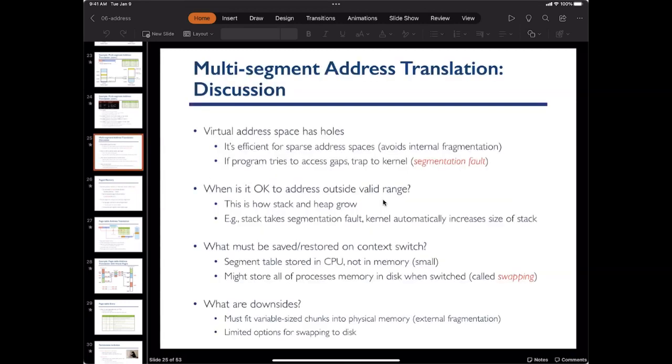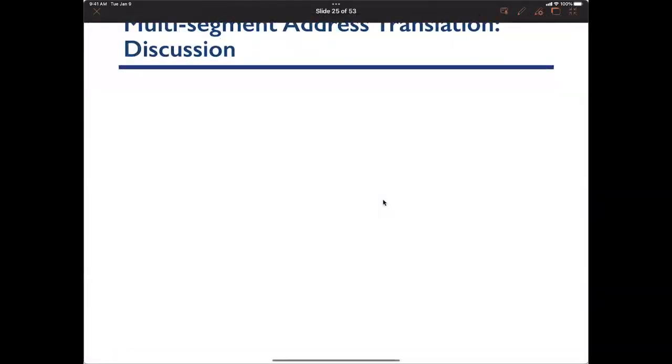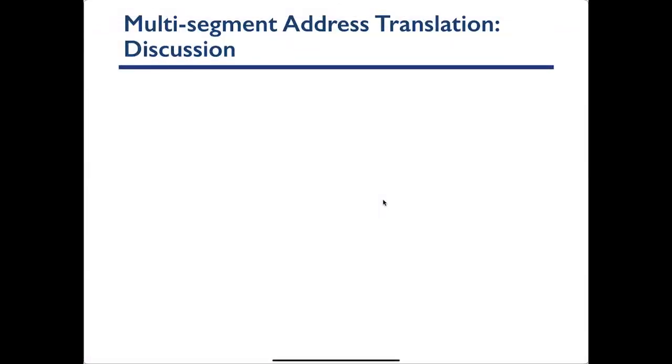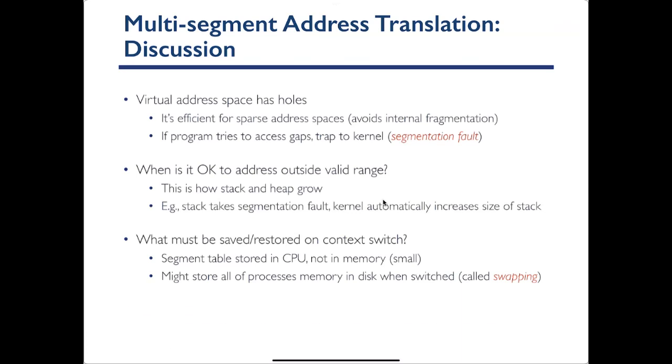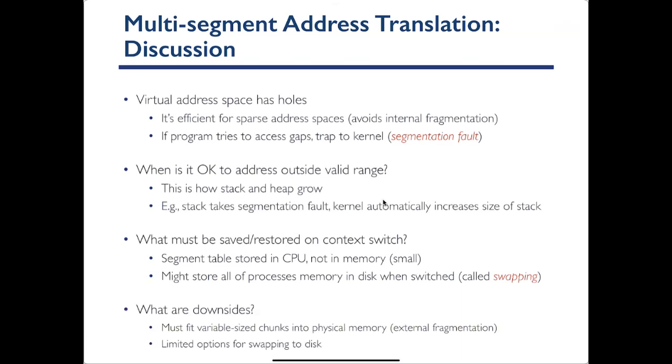Okay, so the last method that we saw, so we started with BNB, and after that we discussed multi-segment address translation. We also discussed the downsides of multi-segment address translation, the main downside being external fragmentation.